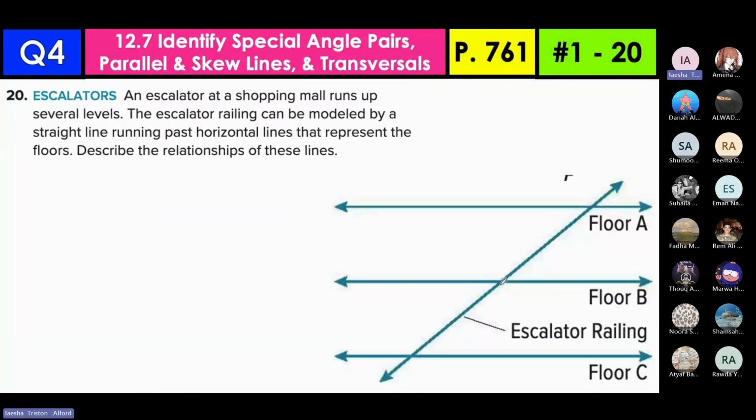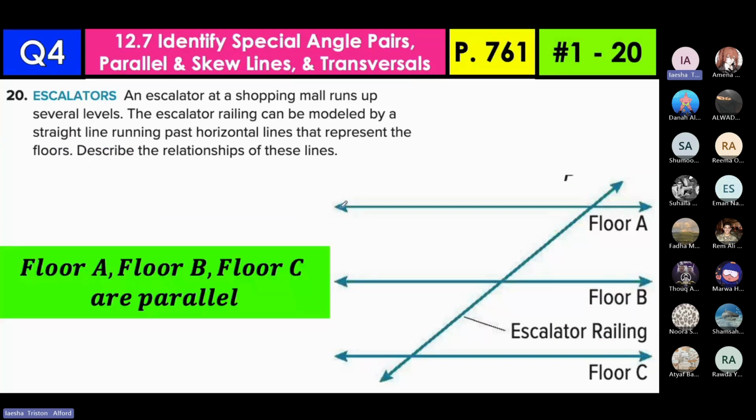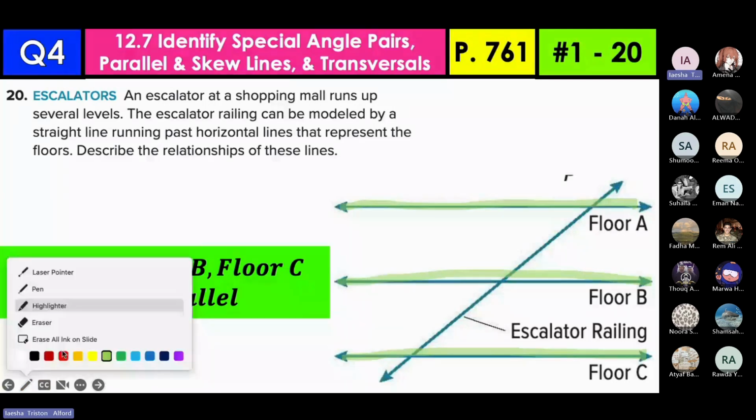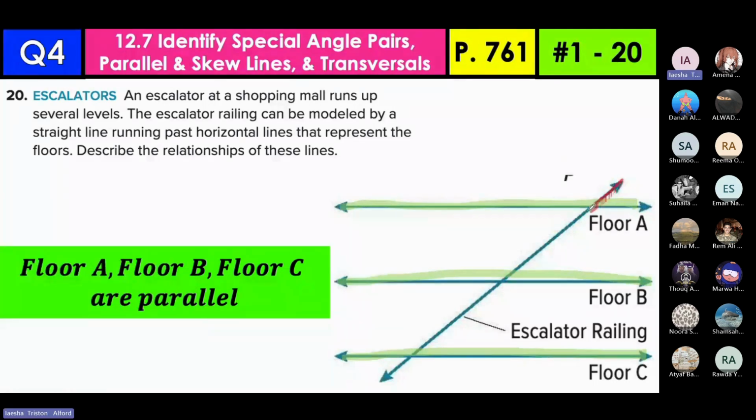This one wants you to describe the relationships of the lines. So if you're talking about floor A, this is A, this is B, and this is C. They are parallel. What can you call this line, the red line?